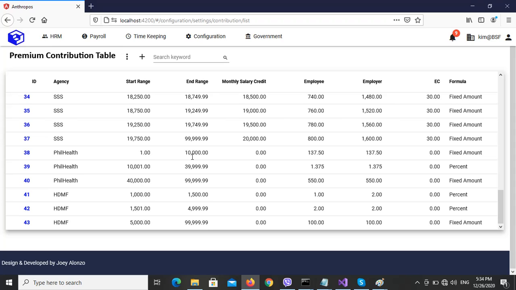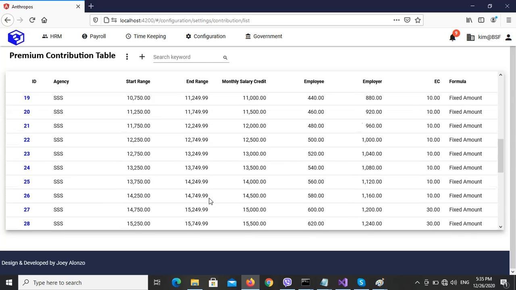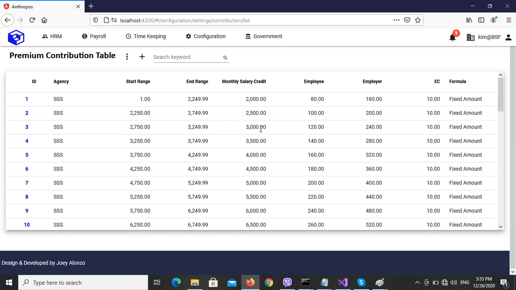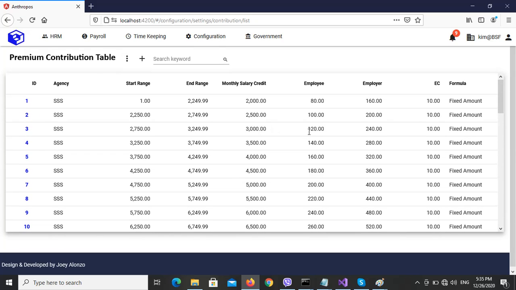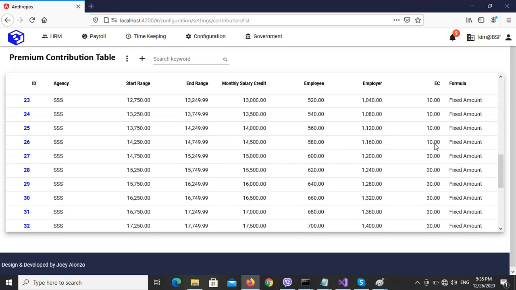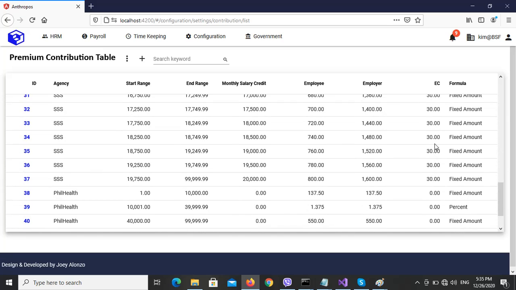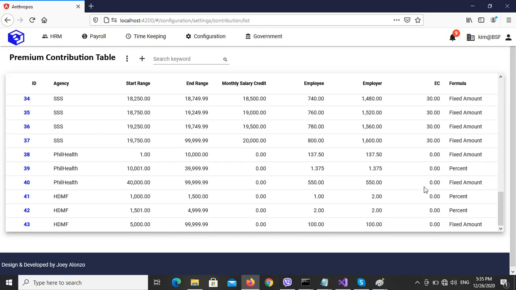So regardless whether you have absent or not, the basis will be your monthly basic pay. And then for Pag-ibig or HDMF, it will be based on the gross pay. So depending on the range, you will be able to determine the monthly salary credit, and in the end the employee share and employer share. So some of these have this EC. EC is only applicable for SSS, for employer contribution. Others are 0 for PhilHealth and Pag-ibig.